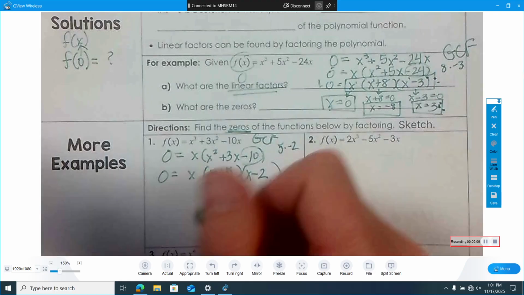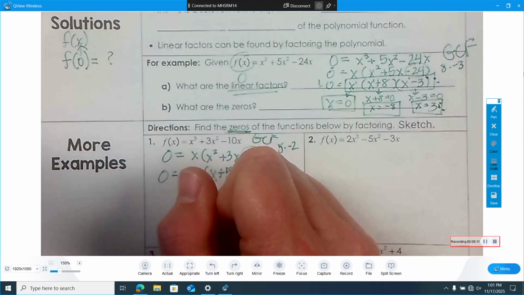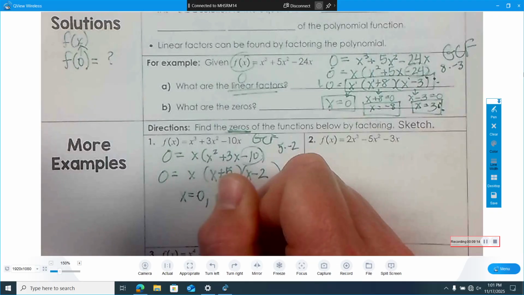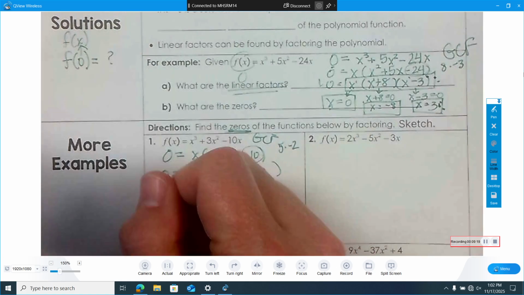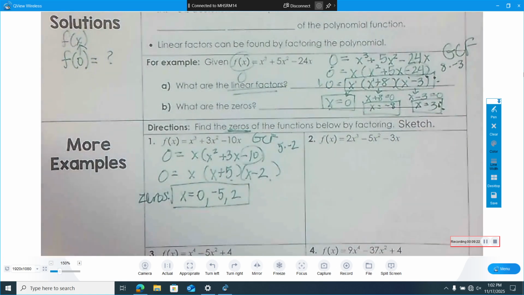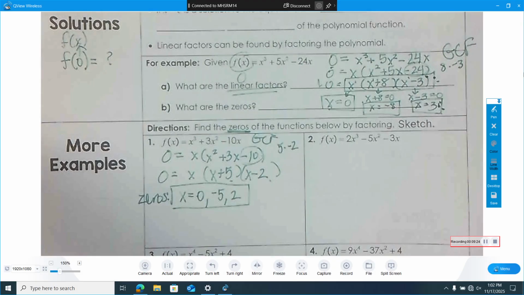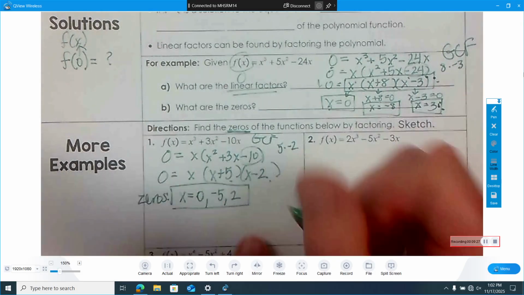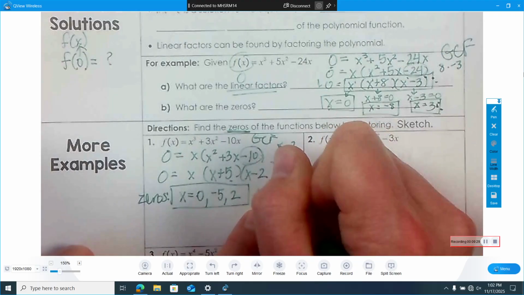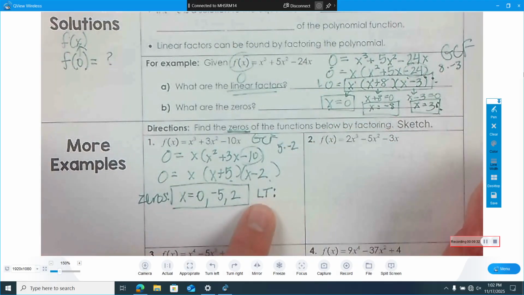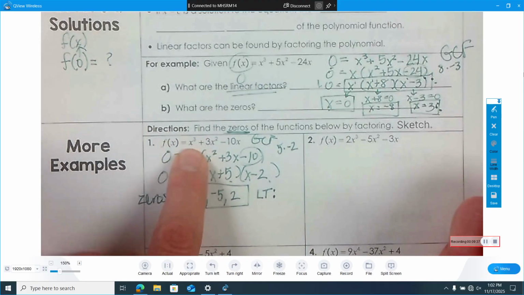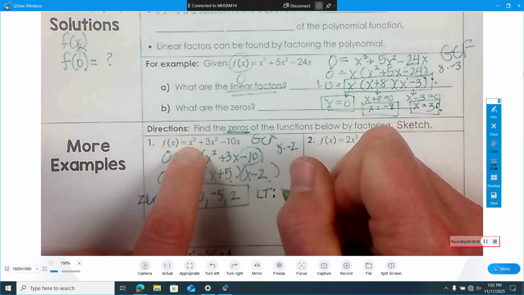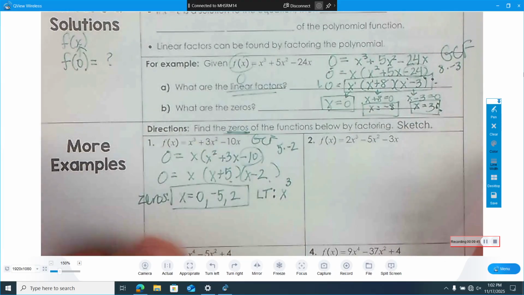And then we just want to have the zeros. What are our zeros? 0, negative 5, and positive 2. So here are the zeros. I maybe write zeros. Okay, there we go. Those are the zeros. Really easy. When you have those linear factors, it's easy to see. Now, the leading term, LT, stands for leading term. What is the leading term of our original function? X to the third. Yeah, that's our leading term. That's the highest power. All right, the leading term is x to the third.